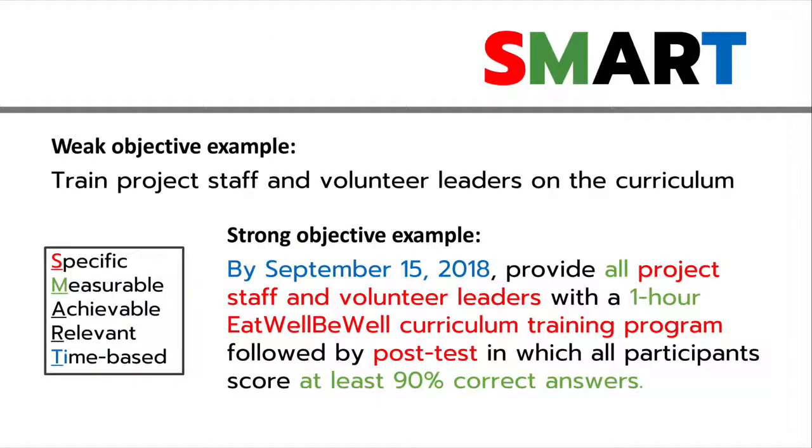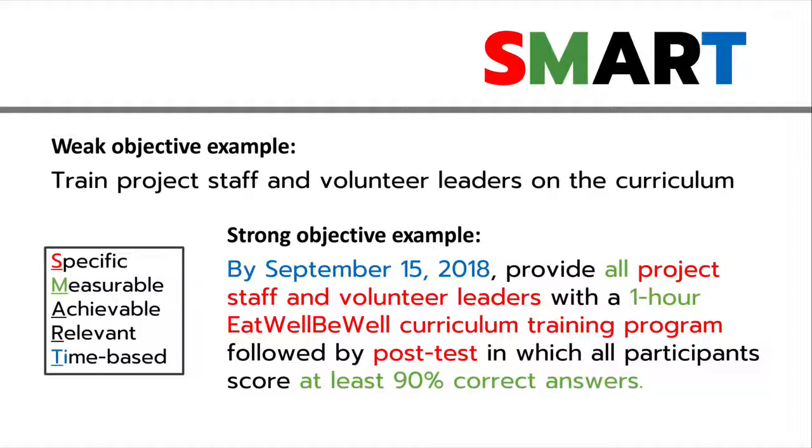So when we bring it all together, we have a weak objective example. This is a separate objective: training project staff and volunteer leaders on this curriculum. Before we can actually use this curriculum and provide this health education to the youth that we talked about before, we need to train project staff and volunteer leaders on it so they can use it. So the weak version of this objective would be just that simple statement, training project staff and volunteer leaders. When we try to make that weak objective stronger, we want to make it smarter: specific and measurable and achievable and relevant and time-based.